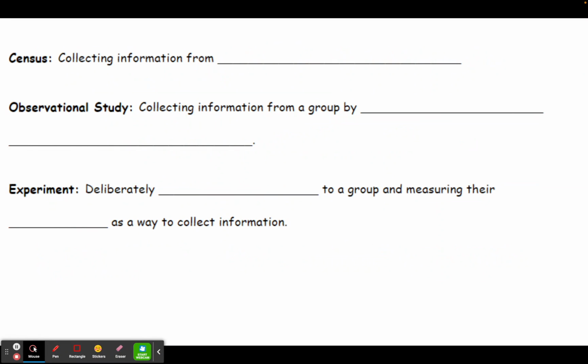Now, if we are able to collect information from the whole population, that's what we call a census. And you may be familiar with the term census because the United States government conducts a census every 10 years where they attempt to collect information from every person living in the United States.